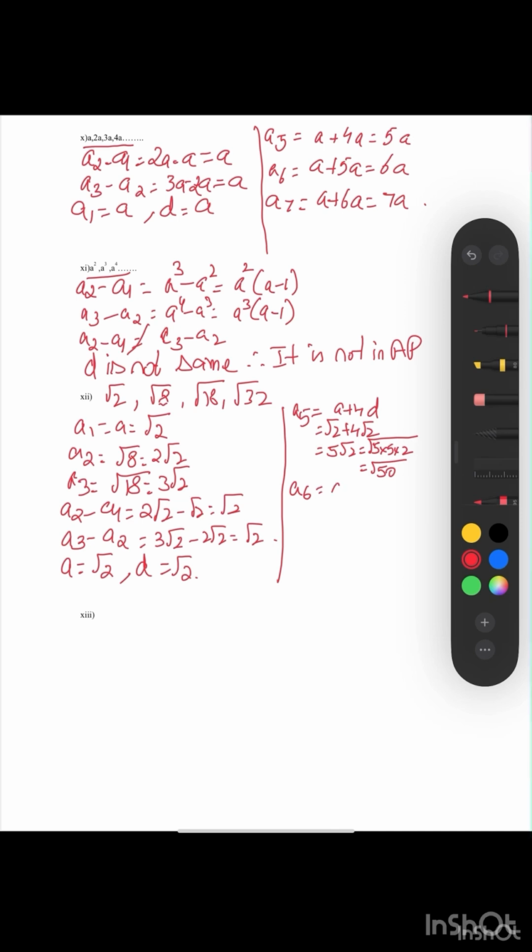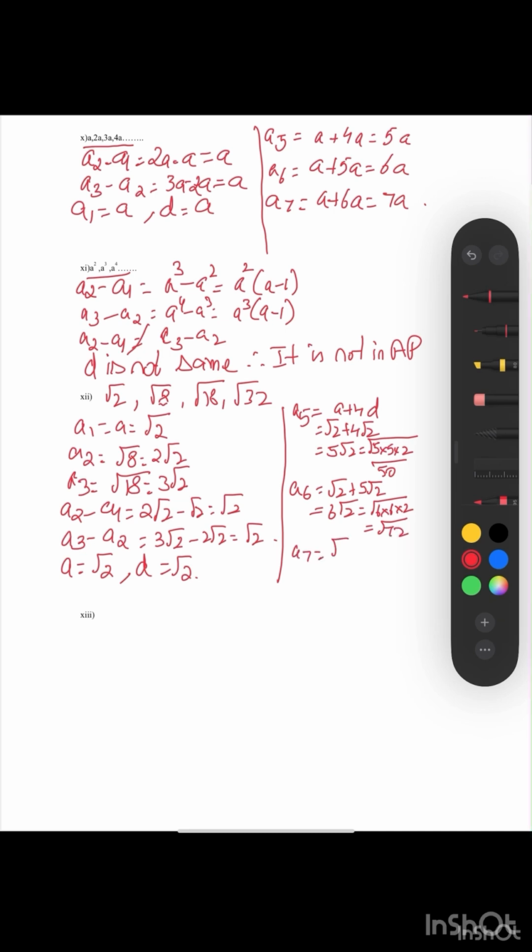Similarly, the next term A6 will become A plus 5D. That is root 2 plus 5 into root 2, so this will become 6 under root 2. Now 6 under root 2, again we'll take 6 inside and we'll get under root 6 into 6 into 2, which is equal to under root 72.